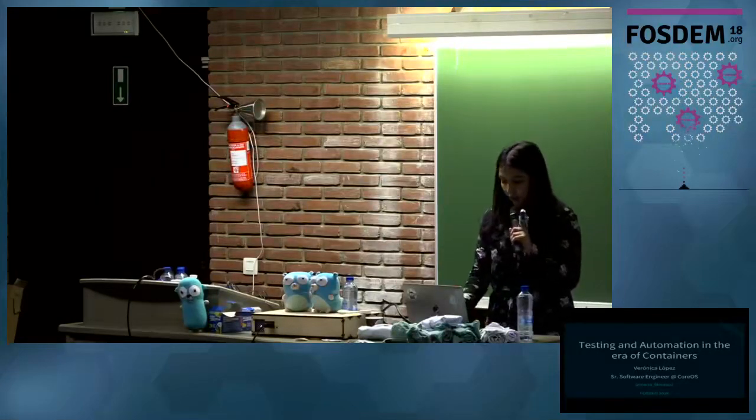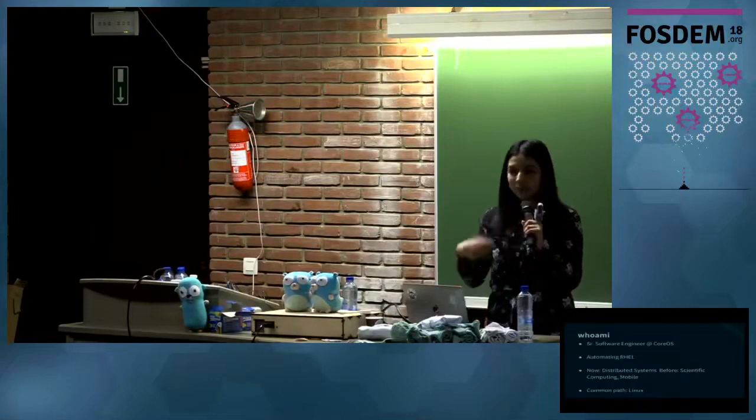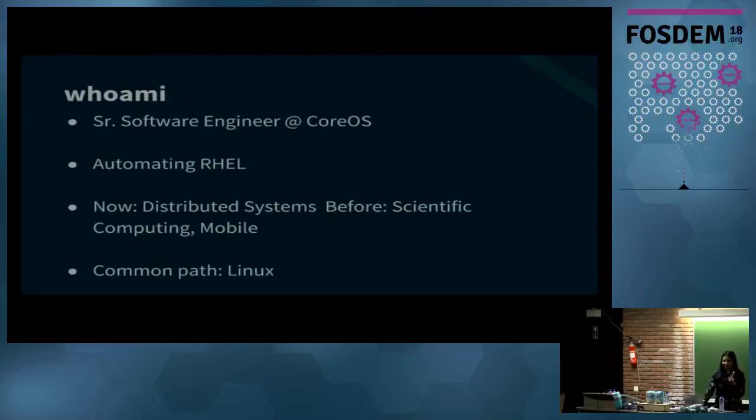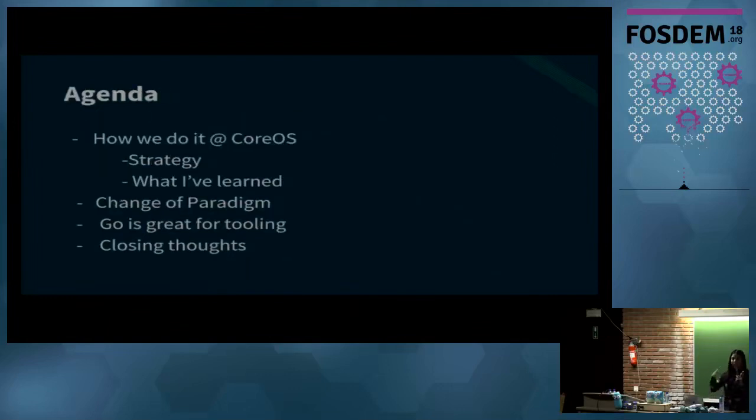Okay, so I'm a senior software engineer at CoreOS. Now, well, Red Hat. So who am I? Right now, I work on automating Red Hat Linux support for Tectonic. In general, I work with distributed systems, but before I used to work in scientific computing and then a period of mobile. But through all of this time, I have always been using Linux. So this is a very important aspect for me. And Kubernetes is the Linux for the cloud, so I am really, really happy to be working with this.